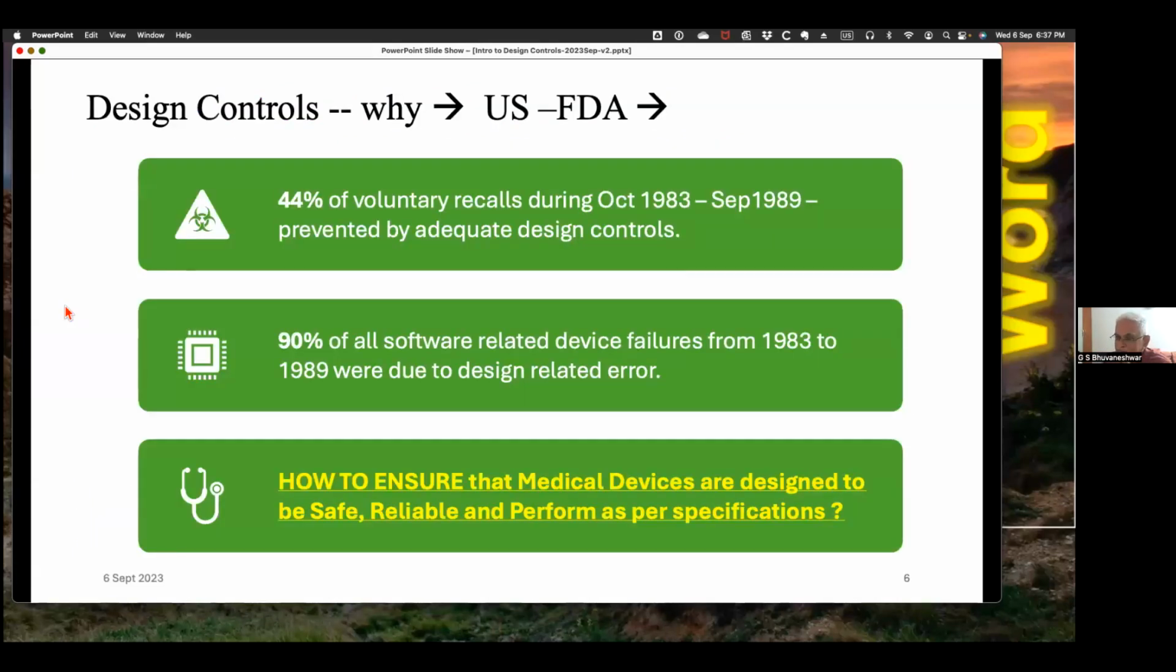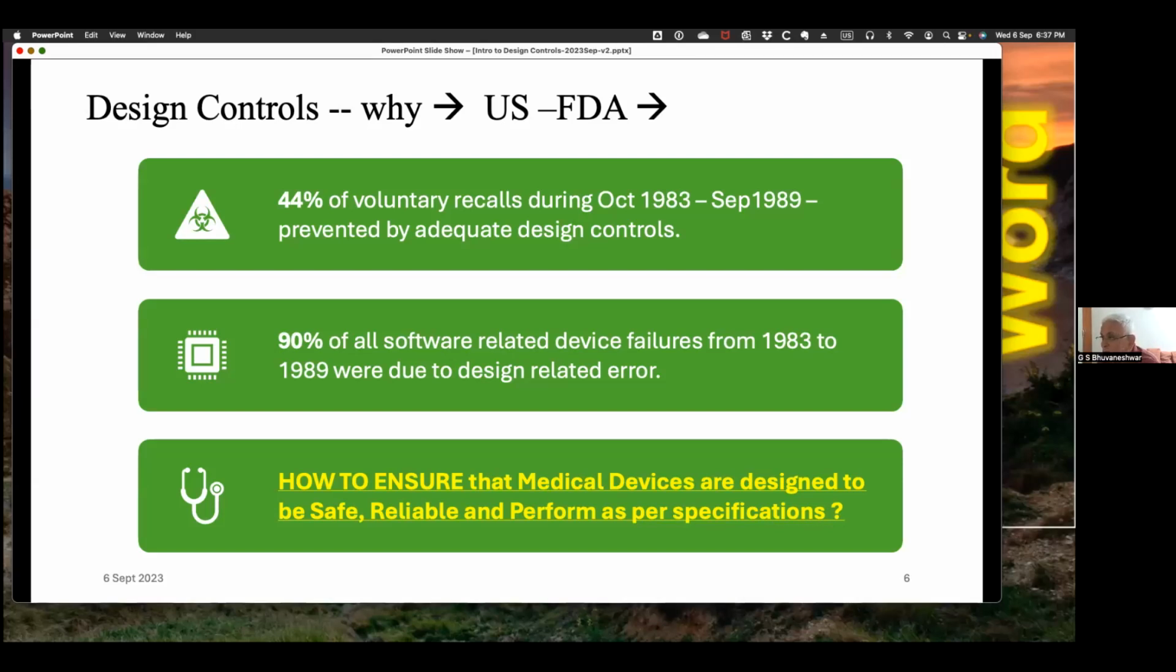Now, one of the reasons design controls came out was that sometime in the 1980s, US FDA found that 44% of voluntary recalls of medical devices from the market could have been prevented by adequate design controls. That means the devices were better designed. If the design process had been better carried out, then around 44%, almost half of the recalls, that is devices with problems which are recalled by manufacturers, could have been prevented.